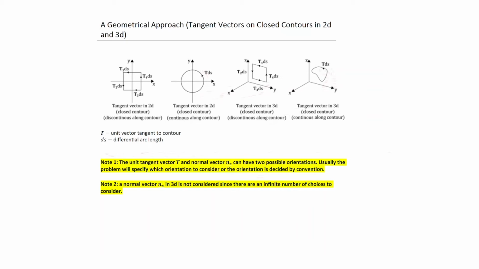All right, one little additional note: a normal vector ns in 3D is not considered. You'll notice that in this particular problem I only considered tangent vectors. The reason being that if you try to fit a normal vector to a line in 3D, there are an infinite number of choices to consider. That means there's a lot of ambiguity, and anytime math has ambiguity, we tend to walk away from it, so it's not very useful to consider.